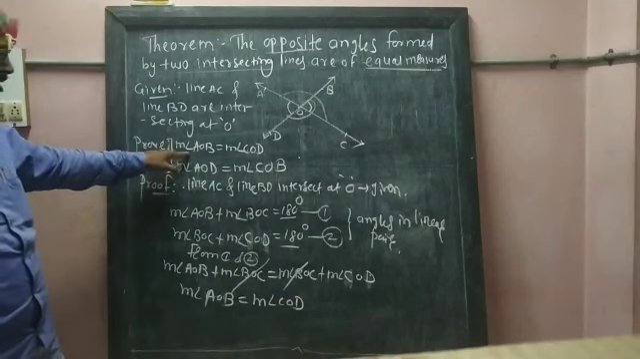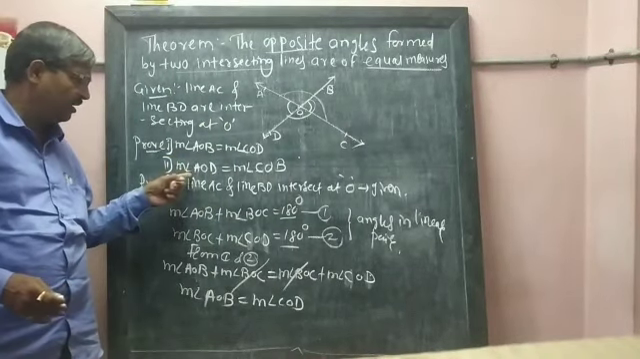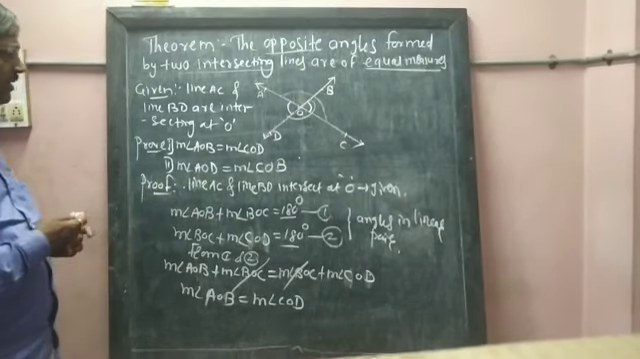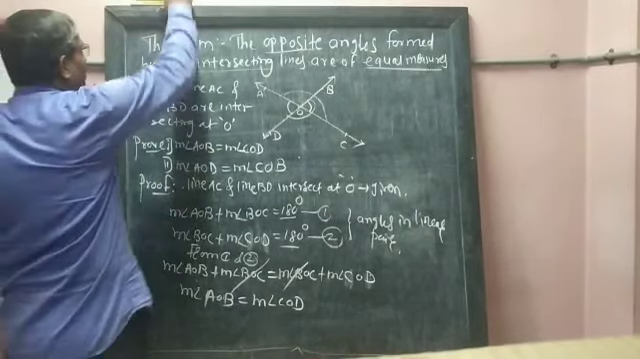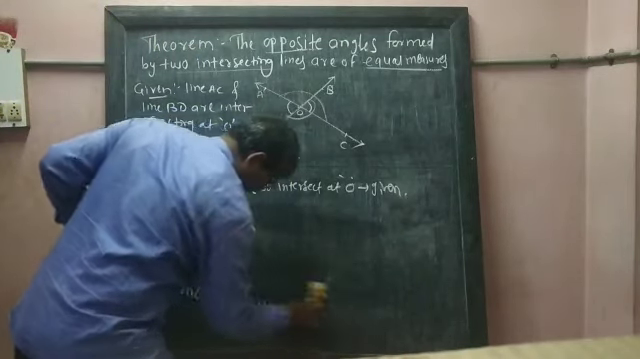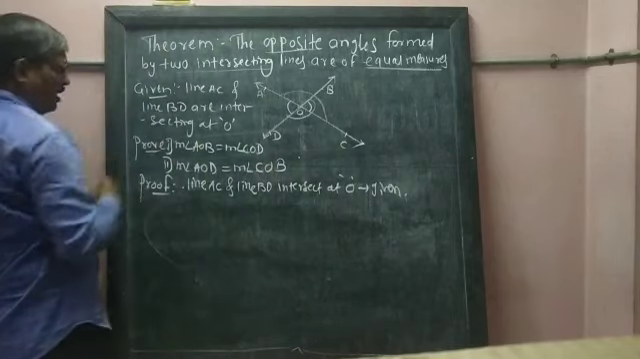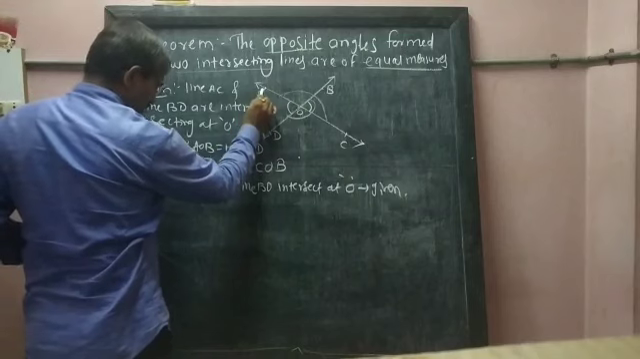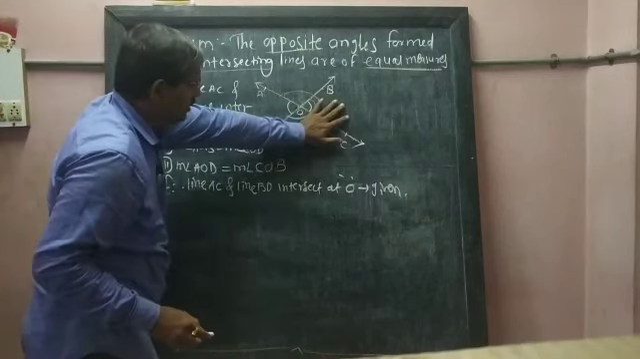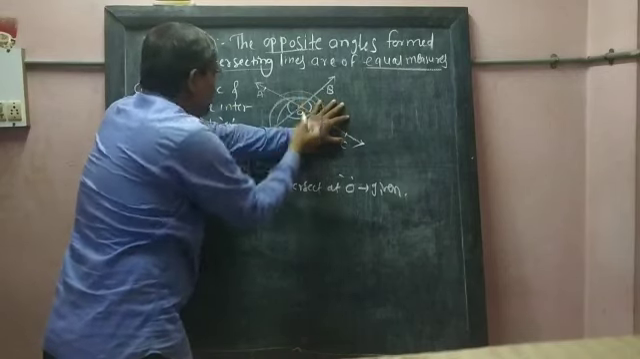First proof is proved. In a similar way, we can prove that measure of angle AOD is equal to measure of angle COB. Okay, let me prove that also. Now we want to prove measure of angle AOD. Means what should we do? Suppose OC is not there. Line OC is not there. Means these two angles are angles in linear pair.